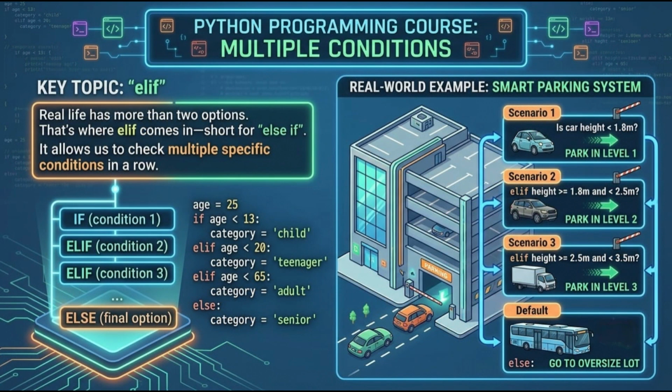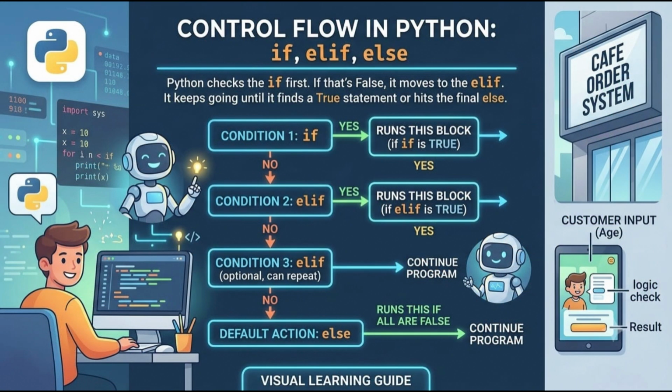Real life has more than two options. That's where elif comes in, short for else if. It allows us to check multiple specific conditions in a row. Python checks the if first. If that's false, it moves to the elif. It keeps going until it finds a true statement or hits the final else.